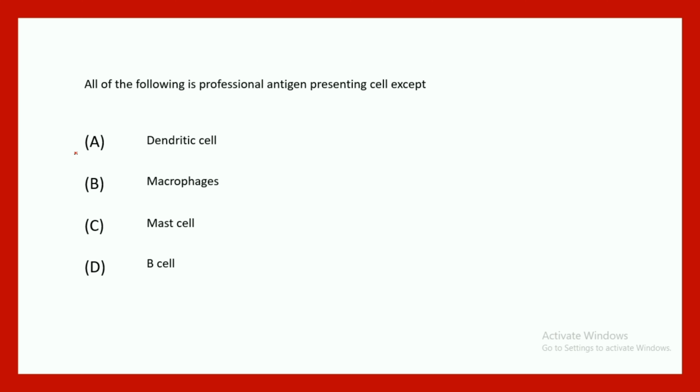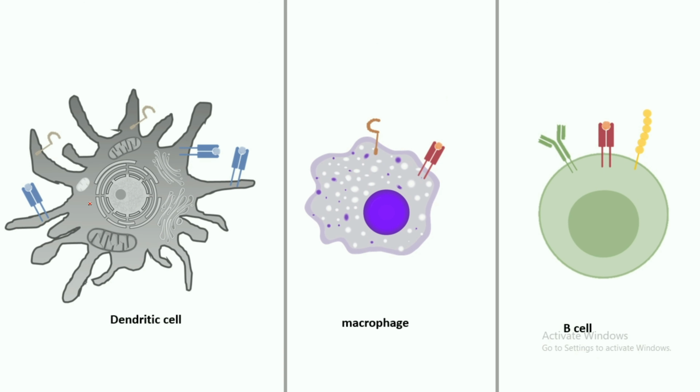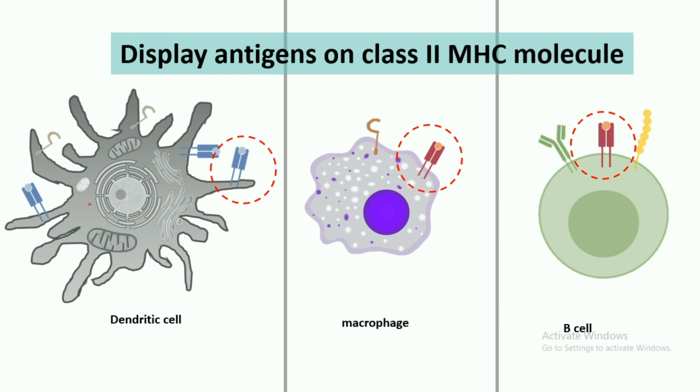So the answer here is the mast cell. Just a quick concept. Dendritic cell, macrophage, and B cell, all of these are professional antigen presenting cells because all of them present their antigen on top of class 2 MHC molecule, and that is why they are professional antigen presenters. Whereas mast cell do not express class 2 MHC, and it is not a professional antigen presenting cell.